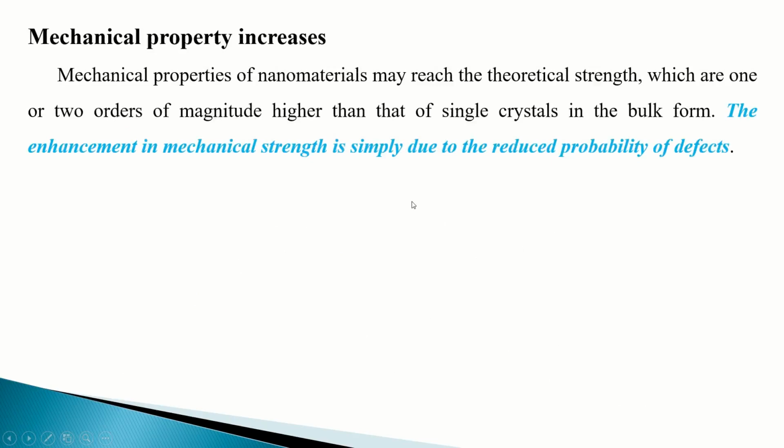Mechanical property increases for a nanoparticle. This is because of the reduced probability of defects. When you go down in size, the probability of defects will be lesser. As a result, the mechanical property will be more.